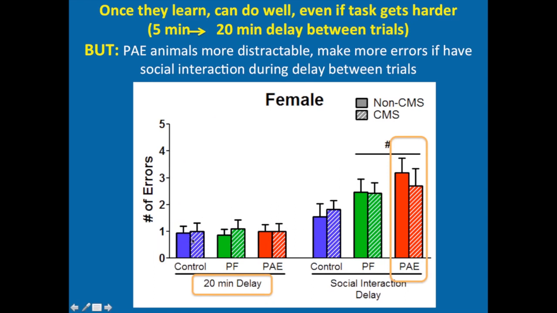the next set of trials, and we have our control, our pair-fed control, and the alcohol-exposed animals, and we make the task harder. Now instead of a five-minute delay, we have a 20-minute delay. And they're just fine. Once they've learned it, they perform perfectly well. So they have learning or performance deficits, but not that severe.